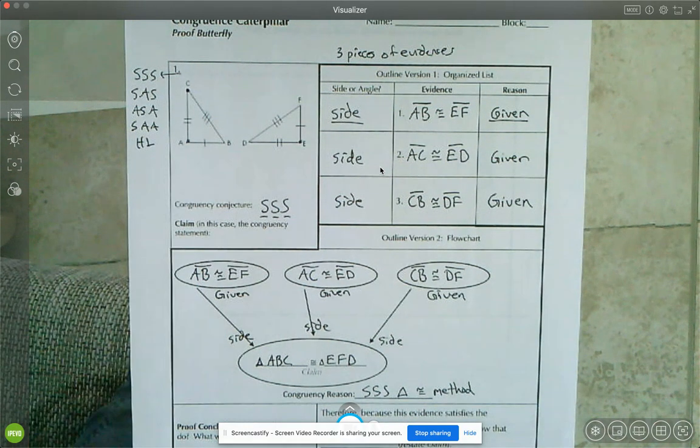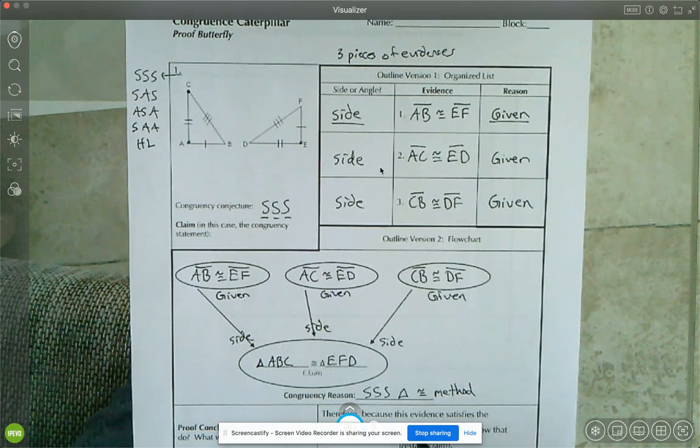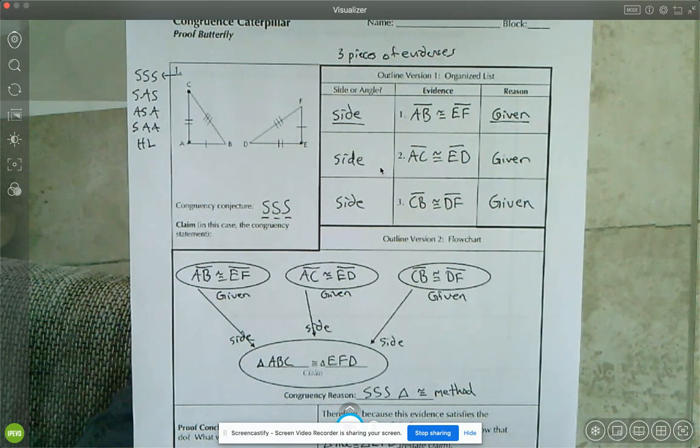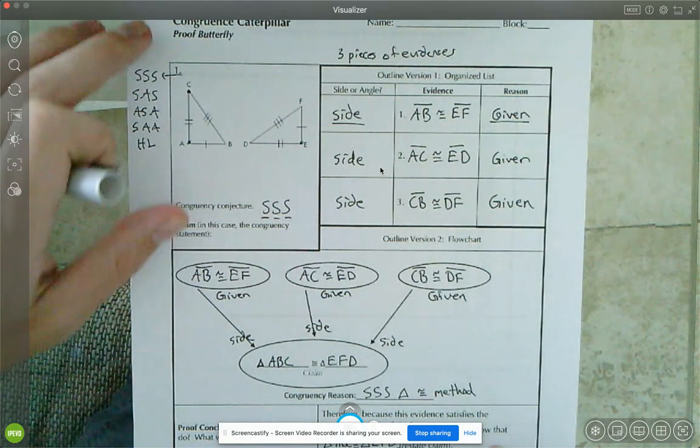Okay? And our proof conclusion, what did we just do? What was your initial claim? Therefore, because this evidence satisfies the requirements for side, side, side congruency, I know that triangle ABC is congruent to triangle EFD.